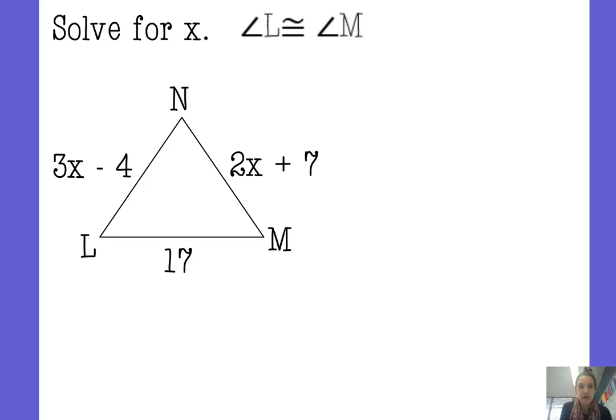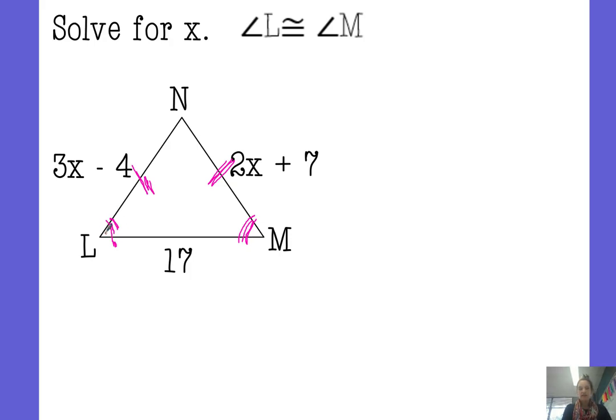Okay, in this example, we are told that angle L and angle M are congruent. So since two of the angles in this triangle are congruent, that makes it isosceles. So we learned that if the base angles are congruent, then the sides opposite the base angles are congruent. So since angle L is congruent to angle M, that means that side NM and side LN, those two sides are going to be congruent to each other.